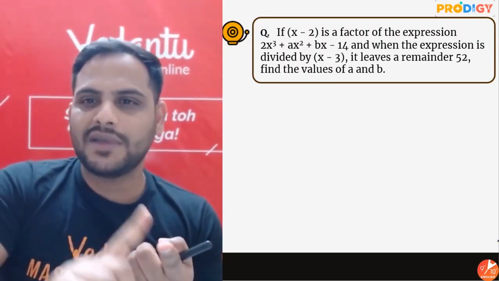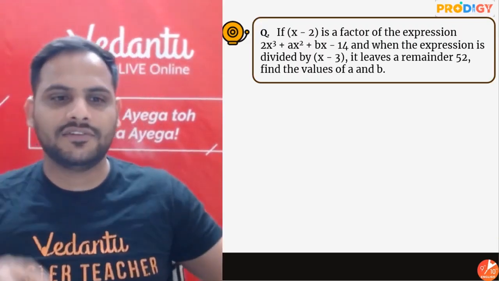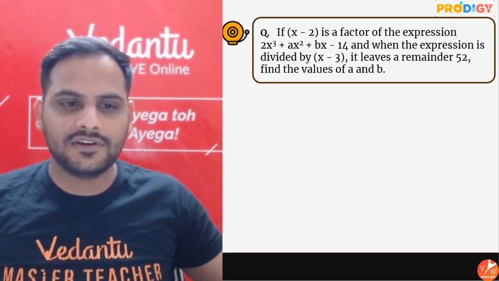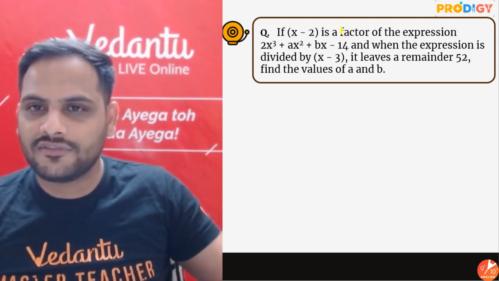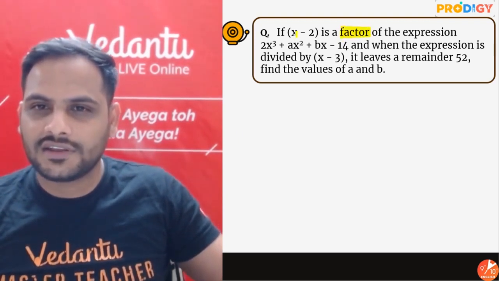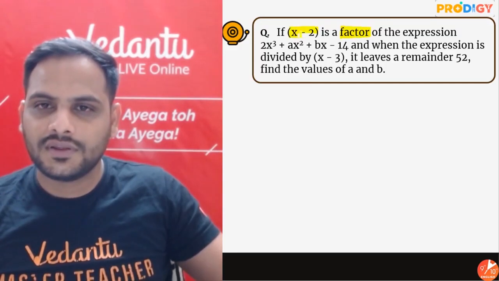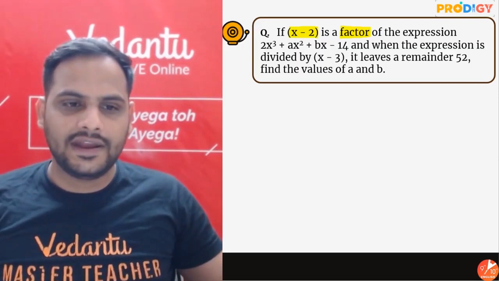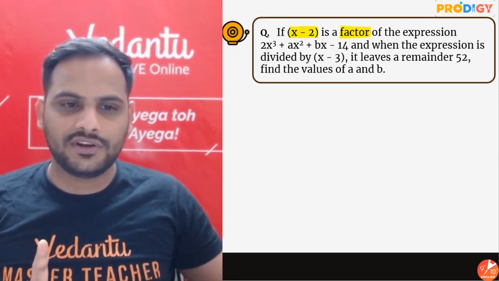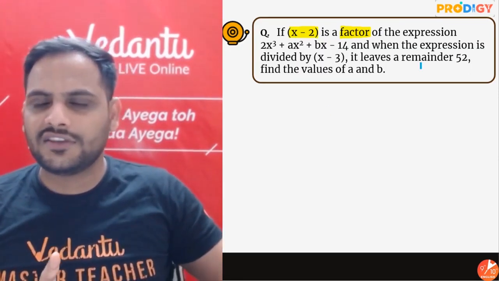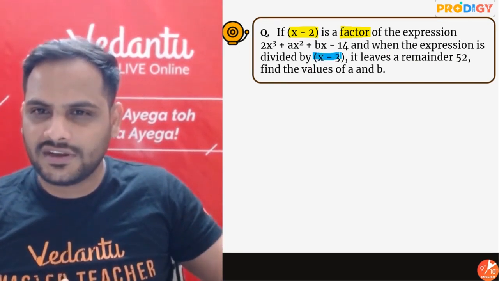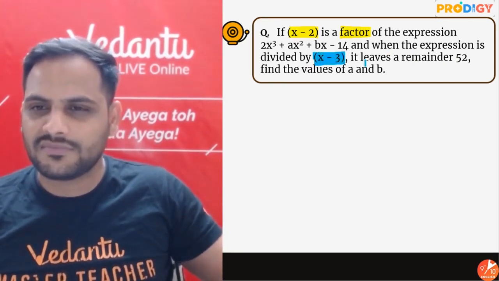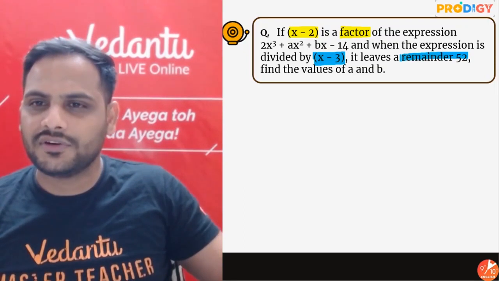See, x minus 2 is a factor. Let's first look at the keywords. x minus 2 is a factor. I know factor is a keyword for x minus 2. So x minus 2 is a factor of this expression. First I got to know it is a factor. Second thing, when the expression is divided by x minus 3, the remainder is 52. Find the values of a and b.